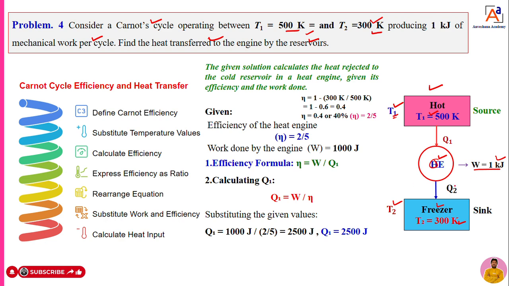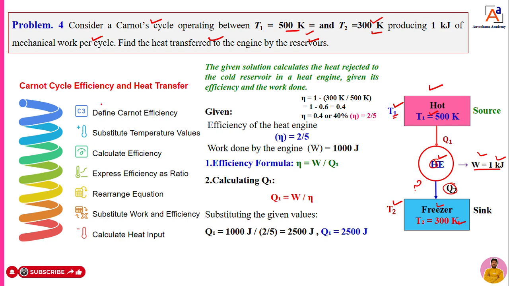But dear students, he is asking to calculate how much amount of heat is getting rejected into the sink when it is doing 1 kilojoules of work. That is the finding now. So for that what I have to do then? First, I need to follow some steps in sequence order. What is that?